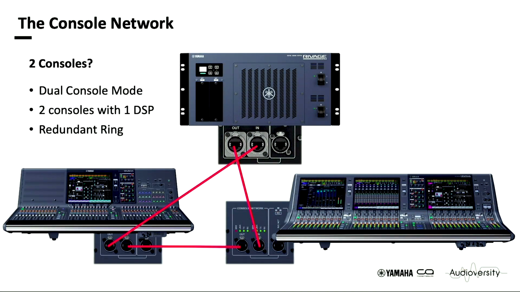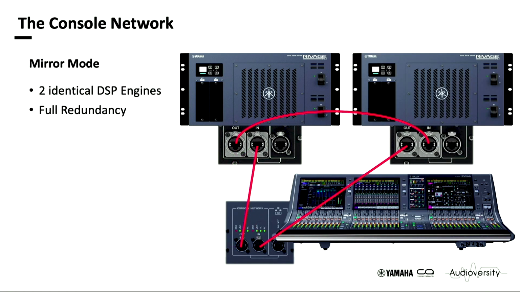Yeah, so maybe you want two consoles in your system to have more faders and to have more engineers operating the mix. Well, that's no problem. Just have an extra cable and you make a ring with the Cat5e or Cat6 cables. So a ring for redundancy. And if you want mirror mode, that's two DSP engines with one console. Again, you make a ring with the console network for full redundancy.